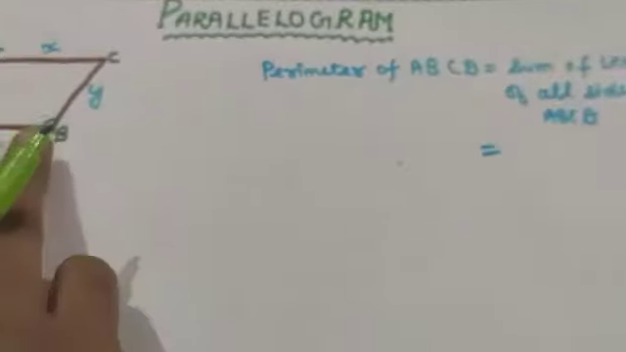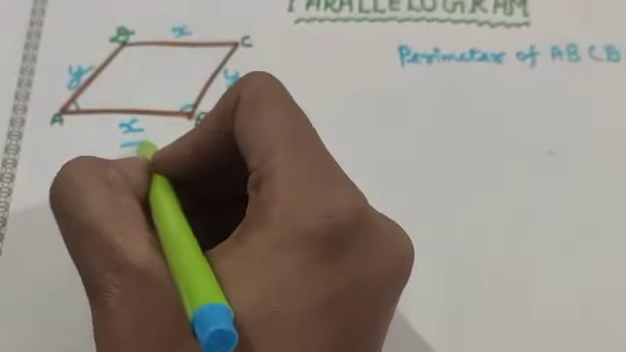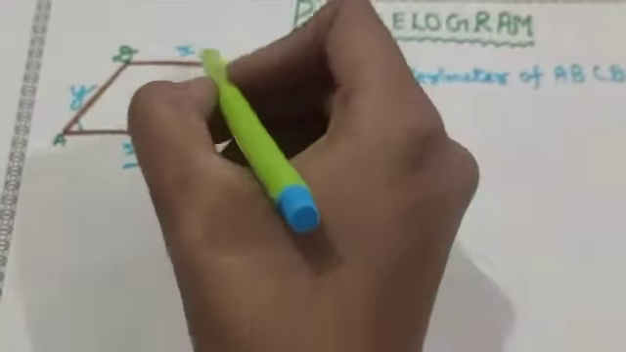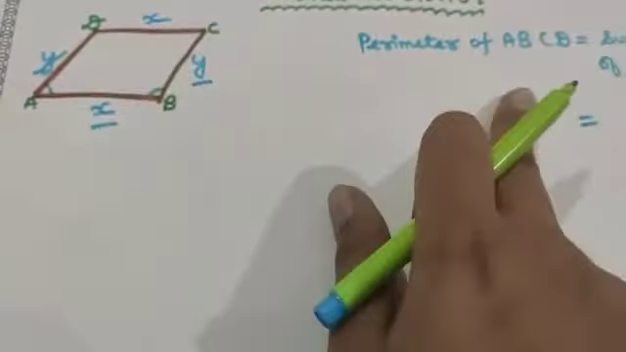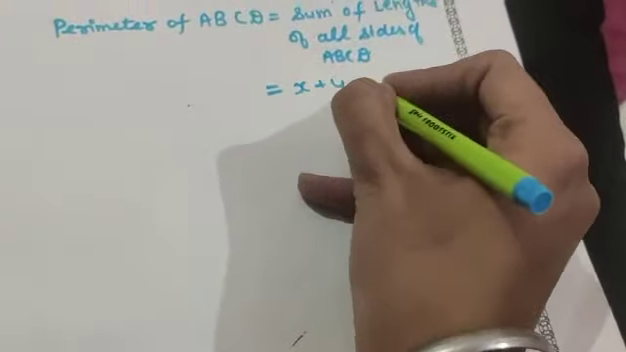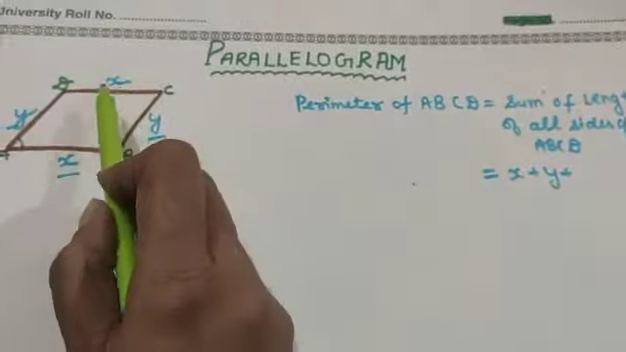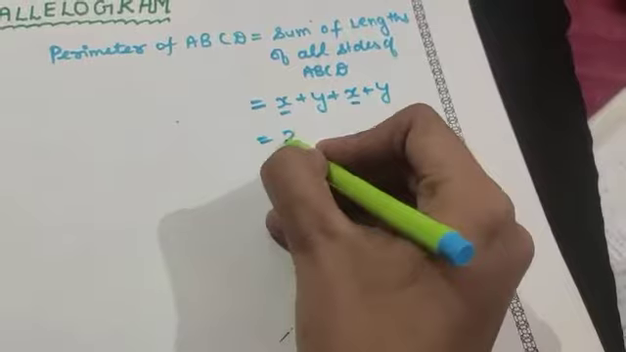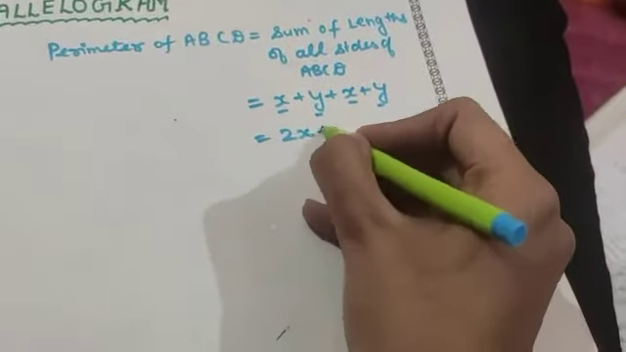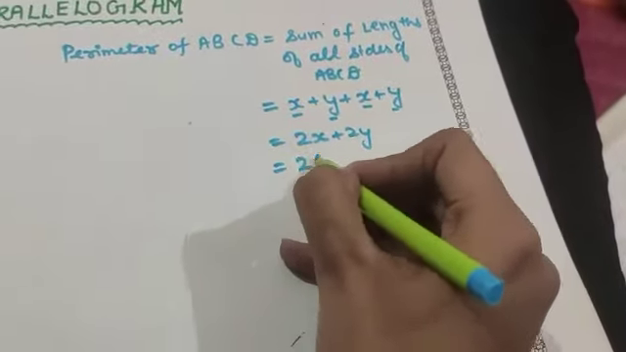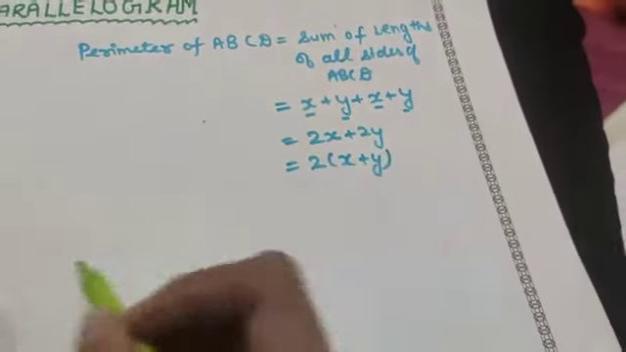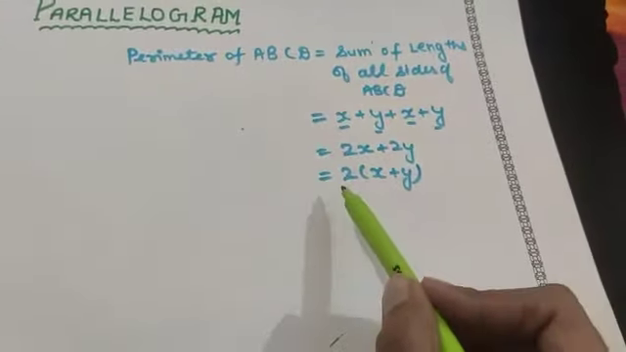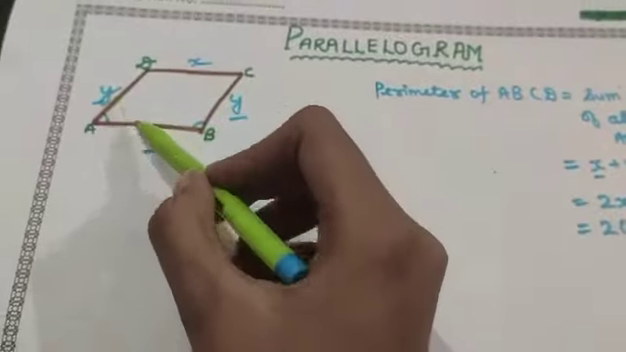So let us add them. So x plus y plus x plus y. These are the sides, and if we have to find the perimeter, we just add them. So it will be x plus y plus x plus y. Now add the like terms: x and x, 2x; y and y, 2y. Now take 2 common, so it will be 2 into (x plus y). So the perimeter of any parallelogram is equal to 2 into the sum of the adjacent sides.